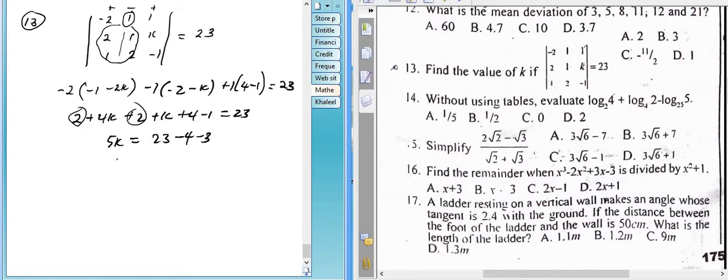Then from here we can say 5k is equal to 23 minus 3, that is 20, minus 4 is 16. Then k is equal to 16 over 5. But unfortunately, in the options there is no correct answer. So I think this is a mistake from here. So this is the correct answer. If you meet these questions, just find the determinant and equate it to the value on the right hand side, and then find the constant value. So this is the correct answer. So moving to the next questions.